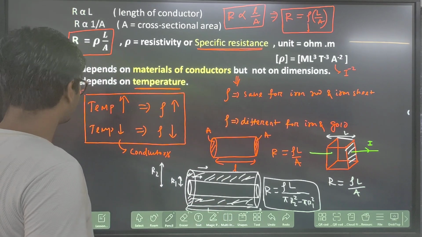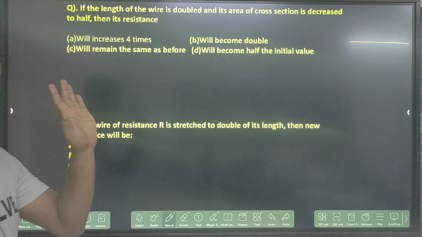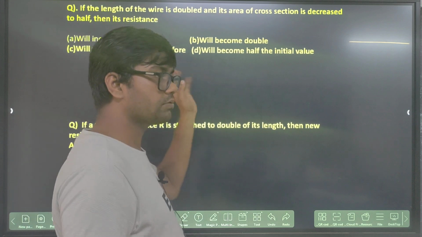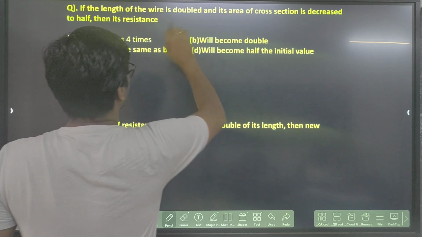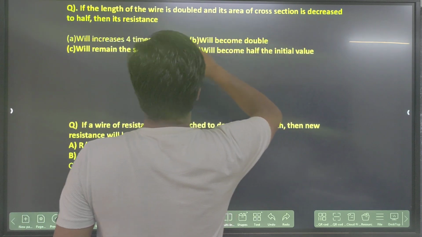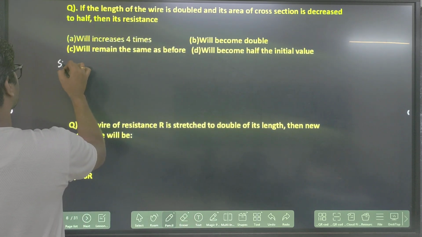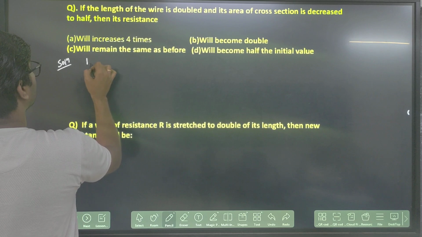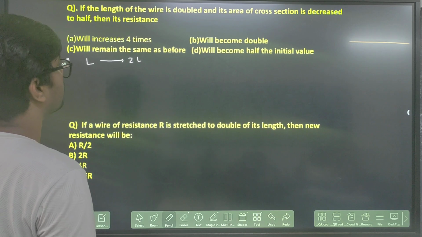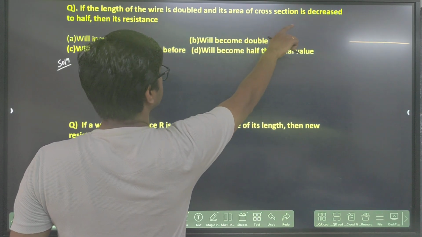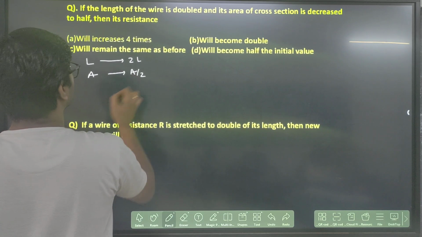Okay, we talk about resistivity now and stretching of wire. Now we will do some problems to understand clearly whatever we have studied. If the length of the wire is doubled and its area of cross section is decreased to half, what are they telling? I am doing the solution here. Length of the wire is doubled, so the length is going to be 2L, and the area of cross section is decreased to half, so the area is going to be A by 2.